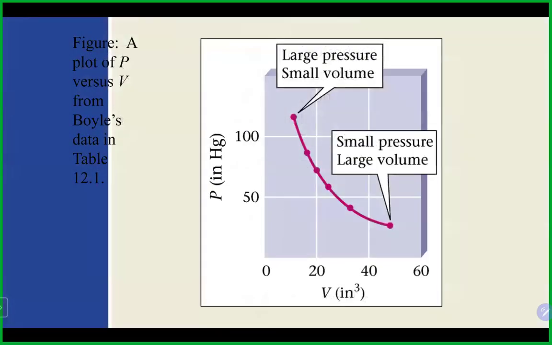And this graph is a Boyle's law graph, and what we see here is at a much smaller volume, we have a much higher pressure. At a much larger volume, we have a much lower pressure. Again, bigger volume, more room for particles to fly around in, less collisions basically occurring.